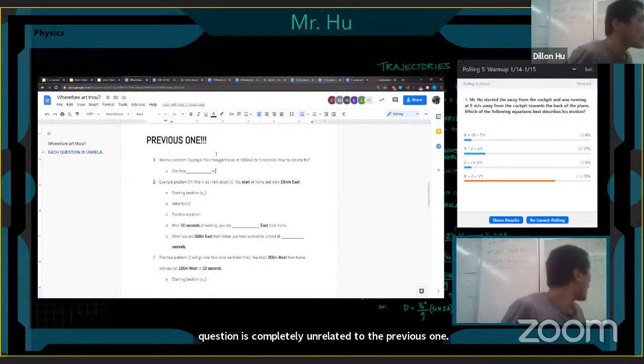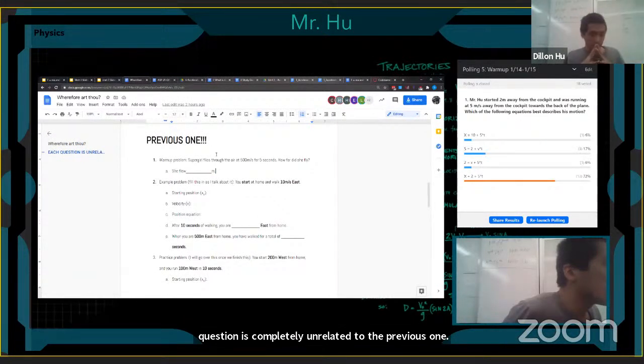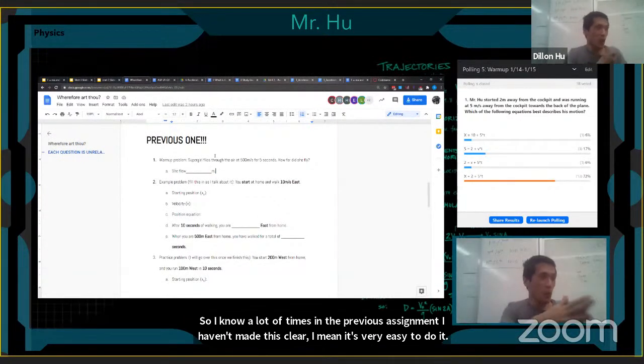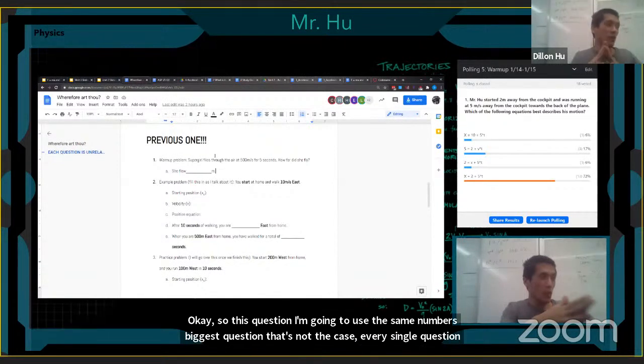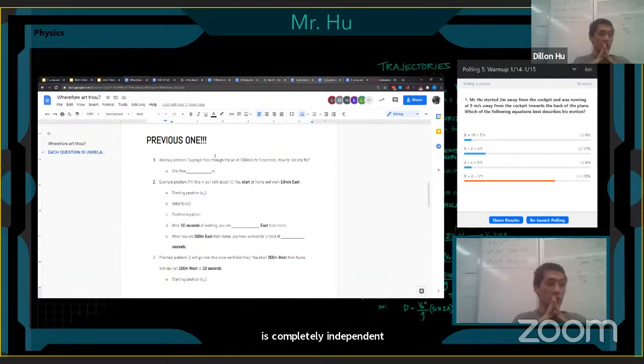So the warm-up problem. In this warm-up problem here, I have a problem written: Supergirl flies through the air at 500 meters per second for 5 seconds. How far did she fly?